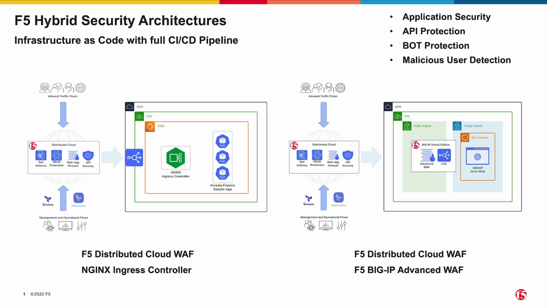So what do I mean by hybrid deployments? Well, these are deployments that utilize multiple F5 products in a complementary pattern to provide a layered, defense-in-depth security strategy. In this example, we'll be deploying Edge Web App and API Protection using F5's Distributed Cloud Services, and Ingress into the EKS cluster hosting our web app with Nginx Ingress Controller.